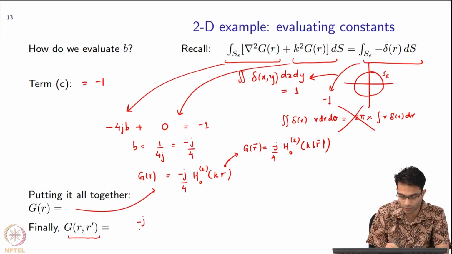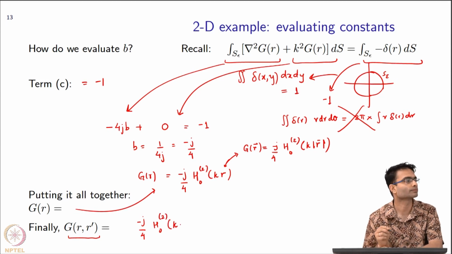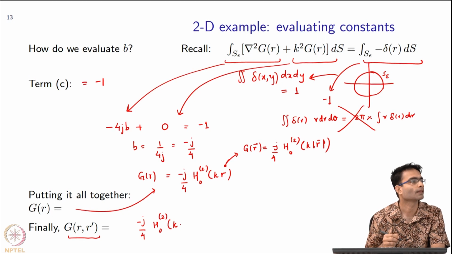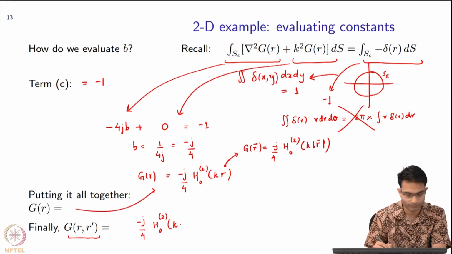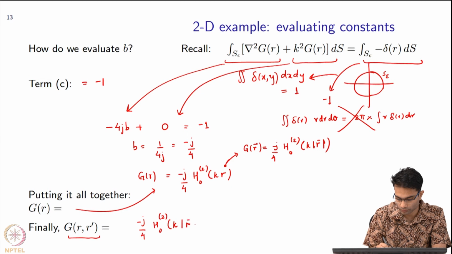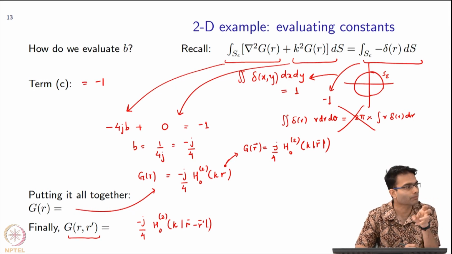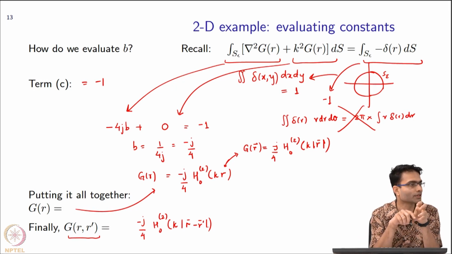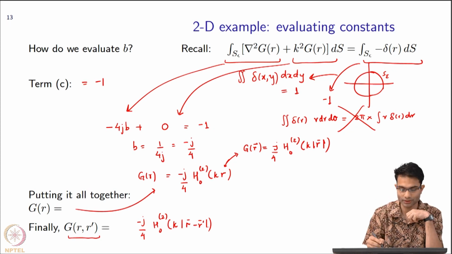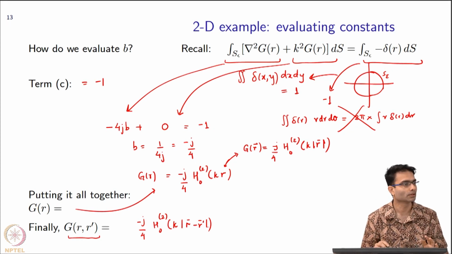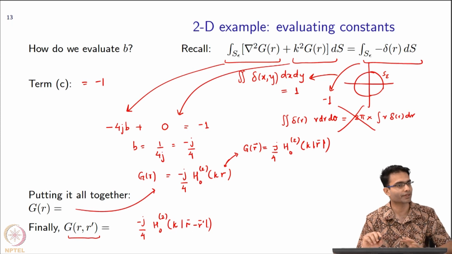So minus j by 4 H naught 2, that remains, k. Now what do I write? Mod of r minus r prime. Because this is implicitly making r prime the origin and finding out the distance of r from r prime, right. So just arguing this physically allows us a lot of simplification.